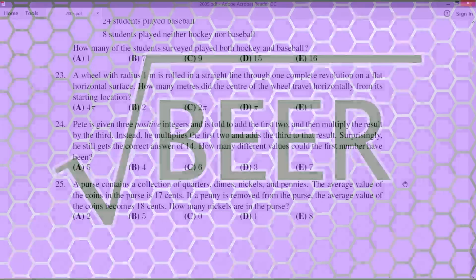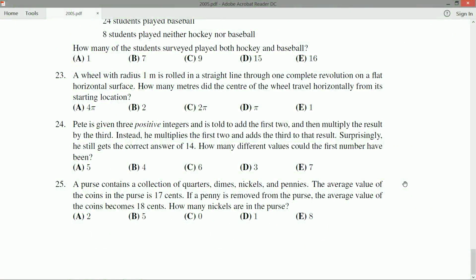Root Beer here with the very last question, question 25 on the 2005 Grade 8 Gauss paper. A purse contains a collection of quarters, dimes, nickels, and pennies. The average value of the coins in the purse is 17 cents. If a penny is removed from the purse, the average value of the coins becomes 18 cents. How many nickels are in the purse?